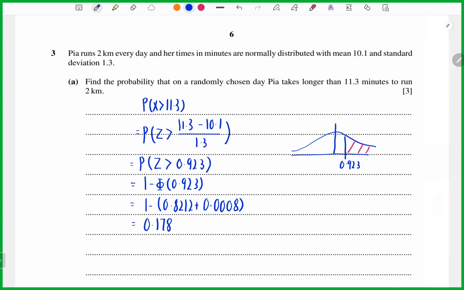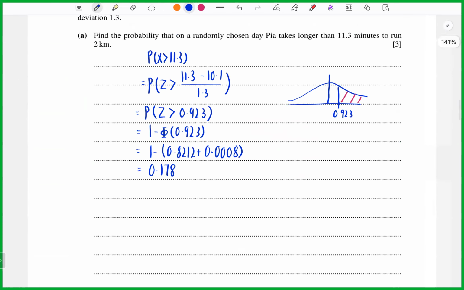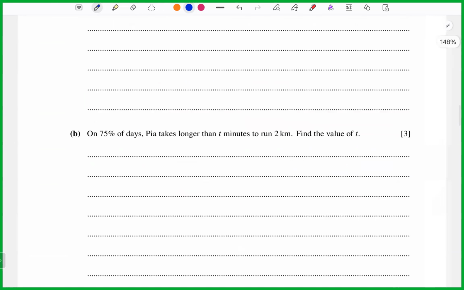0.178. Okay, so this is your answers for the 3A's, and then measures. Write your answer in 3 significance figures. Now we try going to the next question. Question B: on 75% of the days, Pia takes longer than 3 minutes to run 2 kilometers. Find the value of t.